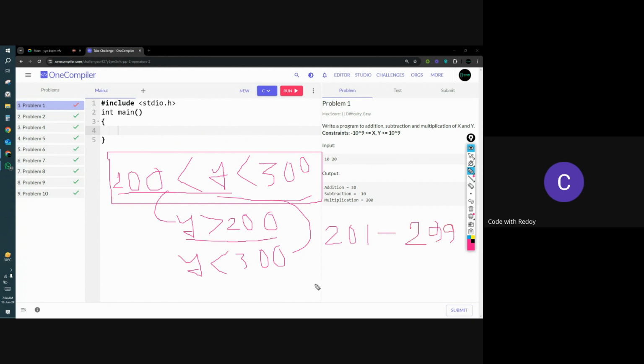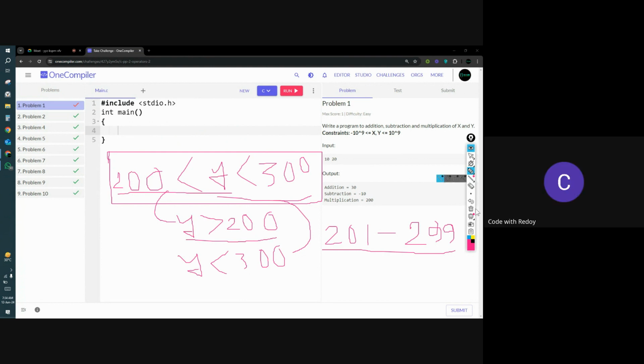Now is it okay? I don't know which value the user can give, but I'm sure the user will give me between 201 to 299, because I have 200 and 300, because I have fixed the range of the y. Now is it okay? Yeah, it's clear.